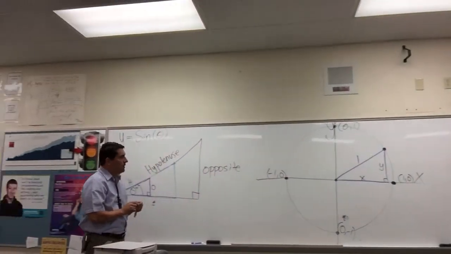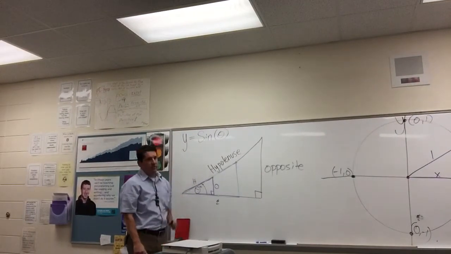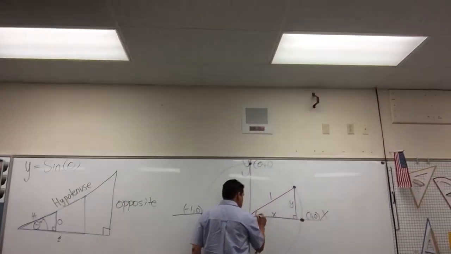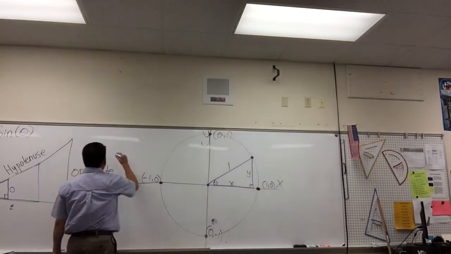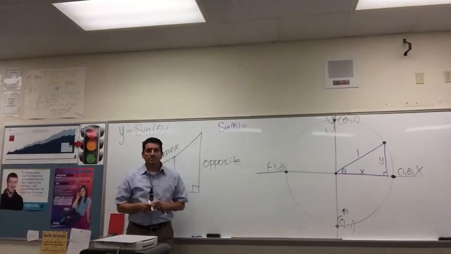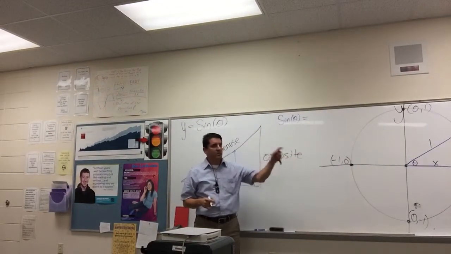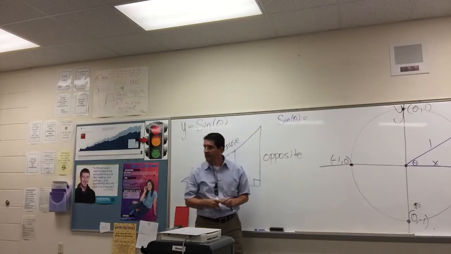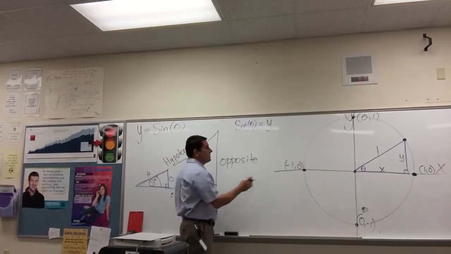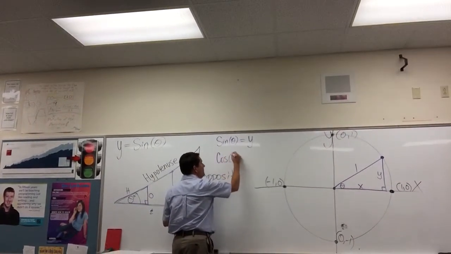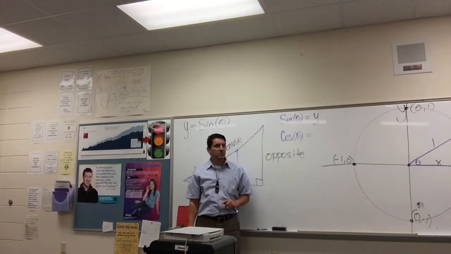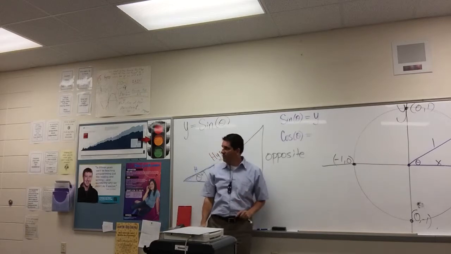So, sine function. If I slap my little theta in here, what would the sine of theta be? It'd be opposite over hypotenuse, which would be y over 1, which is y. Cosine is adjacent over hypotenuse, and that means that it's equal to the x.